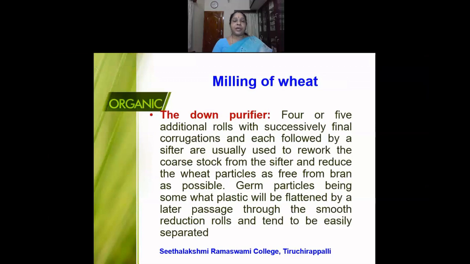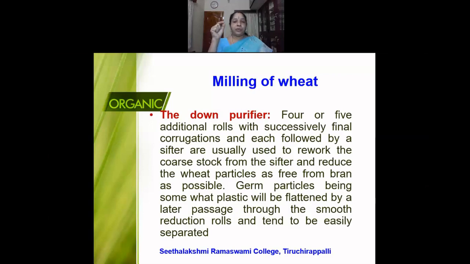Next, the wheat goes into the down purifier. So we saw the first break roll. Next, they pass through 4 or 5 additional rolls, which means there will be a second break roll, third break roll, fourth break roll, and fifth break roll. So they go through 4 or 5 additional rolls successively with finer corrugations, each followed by a sifter. They are used to rework the coarse stock from the sifter and reduce the wheat particles to be as free from bran as possible.